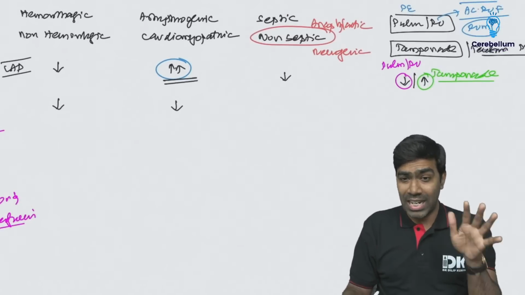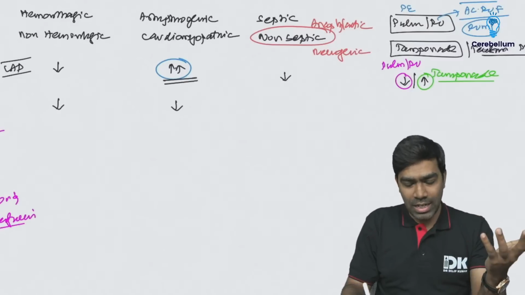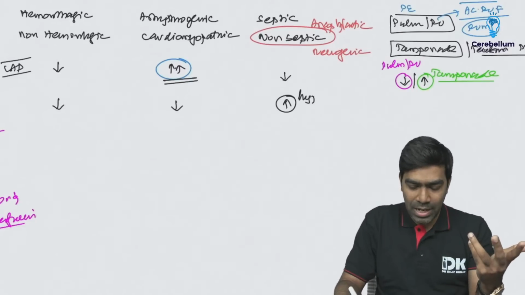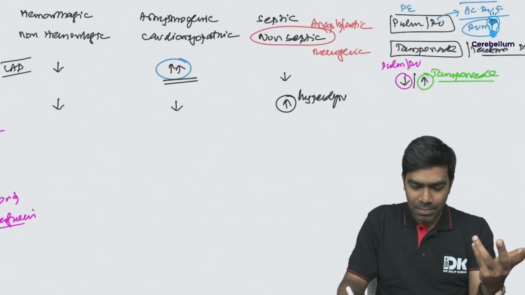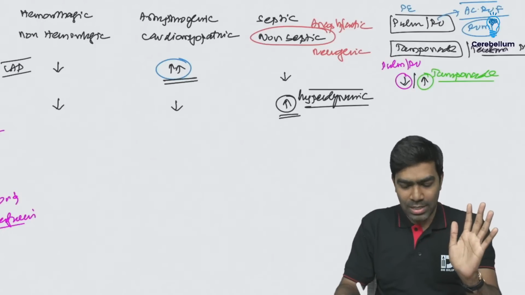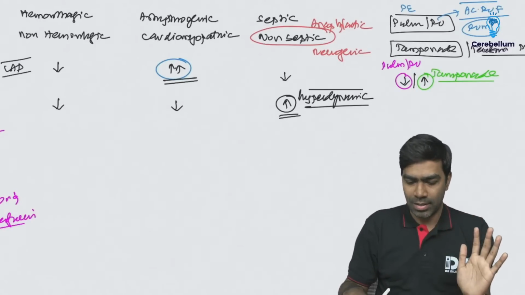In distributive shock, it depends. It can be decreased or increased, but for exam sake, you can assume it's increased because of hyperdynamic circulation. Because in sepsis, with too many cytokines, there will be hyperdynamic circulation. That's why in exams, you answer it's increased, but sometimes it can be decreased also. Usually, it will be increased.